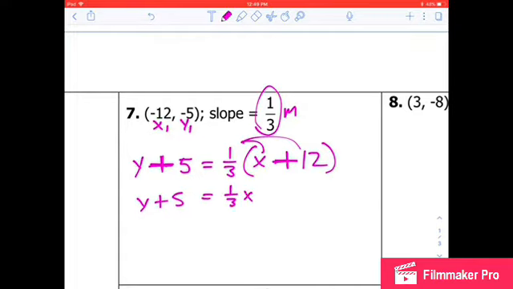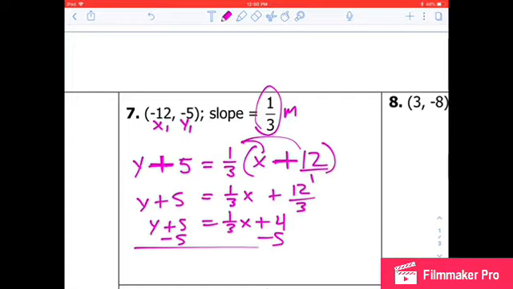And 1/3 times 12, again, you can change that to 12/1, and we get 1 times 12 is 12, 3 times 1 is 3, and then simplify. So y plus 5 equals 1/3x plus 4. And so, just get y by itself by subtracting by 5, and there's our answer, 1/3x minus 1.